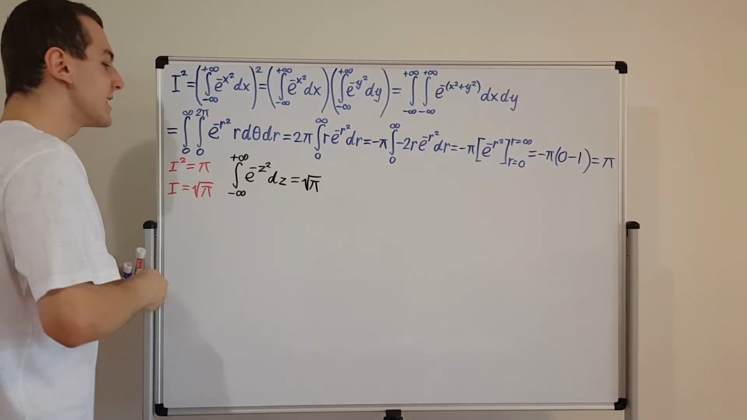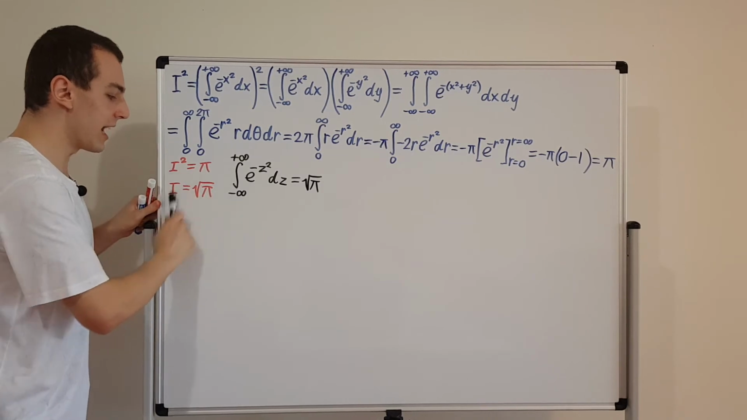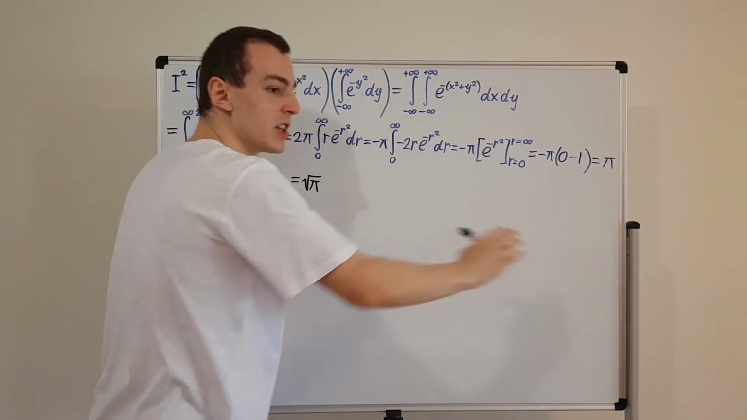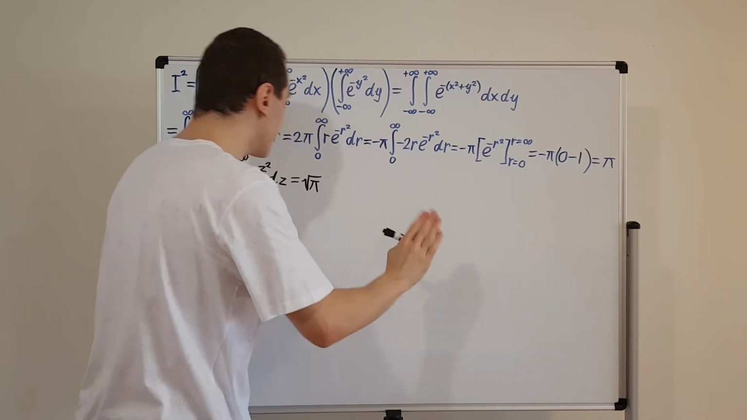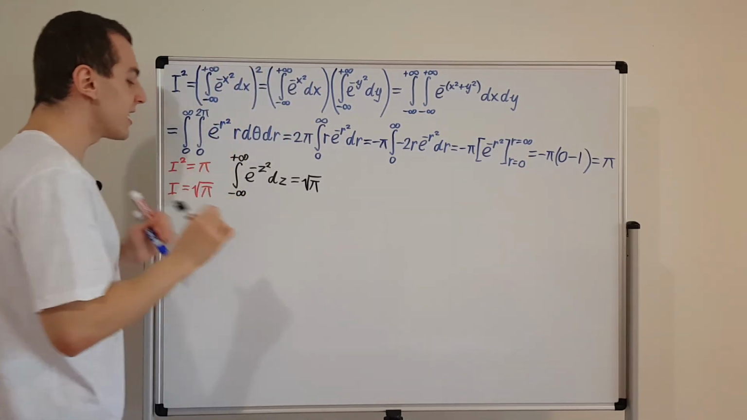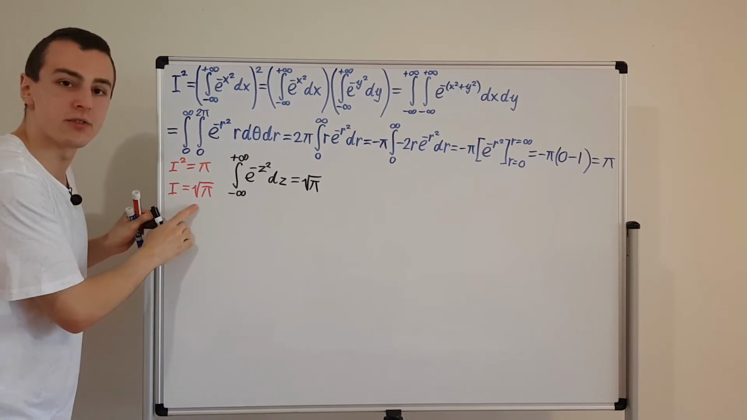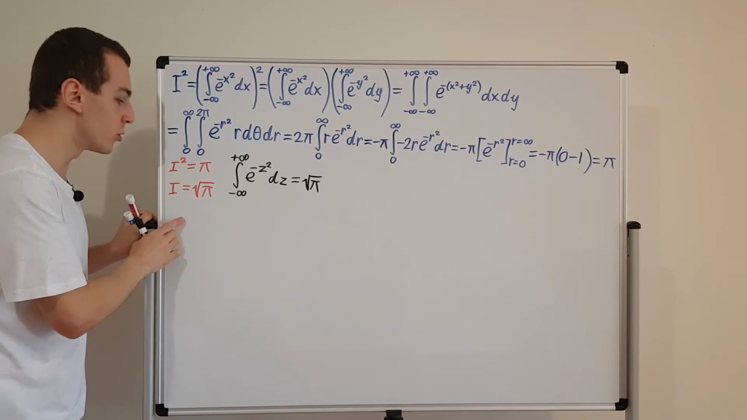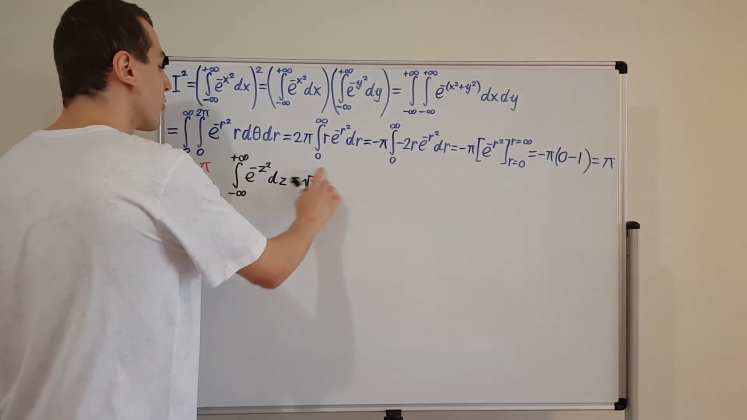So why is this a positive root? Well, the area under the curve is positive. The Gaussian function always has positive values, so the area is going to be positive. We're defining it to be positive, and we're going from minus infinity to plus infinity. So our sign convention means that this has to be the positive root. So this value of capital I is the square root of pi. So we have the square root of pi over here.